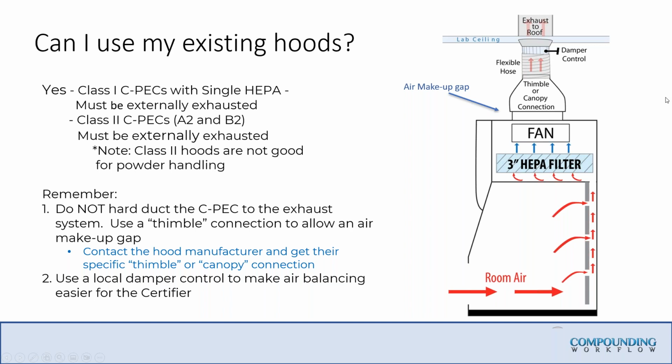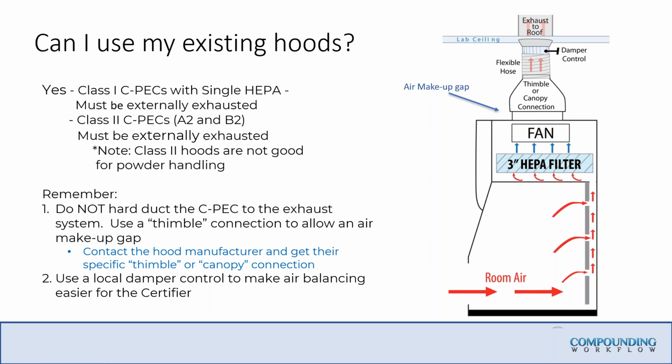That means that you've got to call up the manufacturer and request that they send you their thimble or their canopy connection, which makes it negative at the makeup gap, and then a local damper control. And the reason why you need a local damper control is actually for the certification company. Anytime you put a fan on the roof and there's a fan on the hood, you've got 2 fans in line with each other. They're going to fight. They are going to fight.